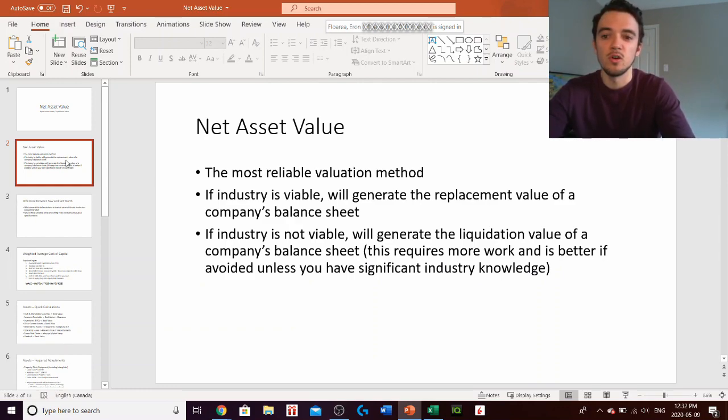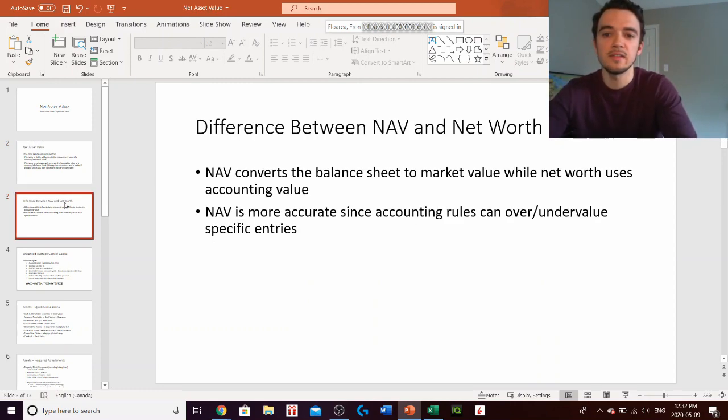So for that reason, you should always try to aim for companies that are operating in industries that are viable and generate the replacement value rather than the liquidation value. Now, the difference between the net asset value and the net worth of a company is that net asset value converts the balance sheet to market value, while the net worth uses the accounting value.